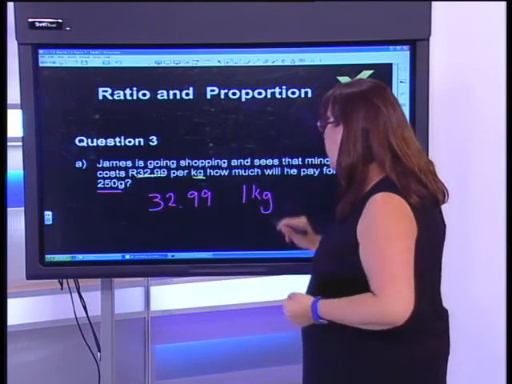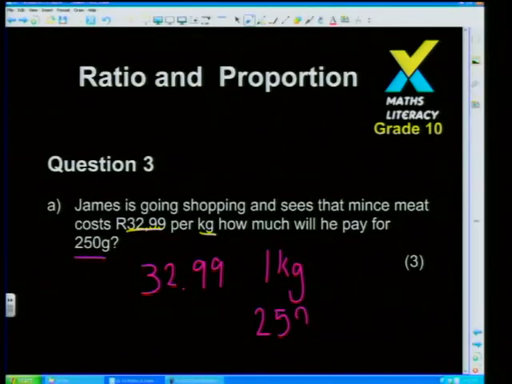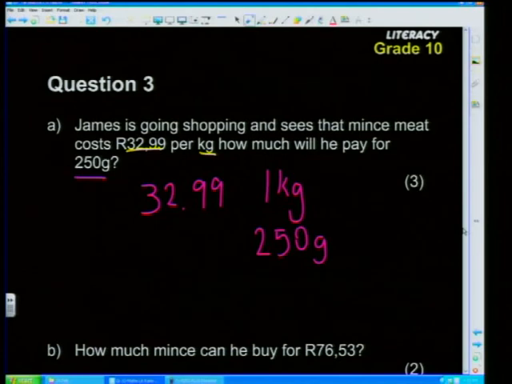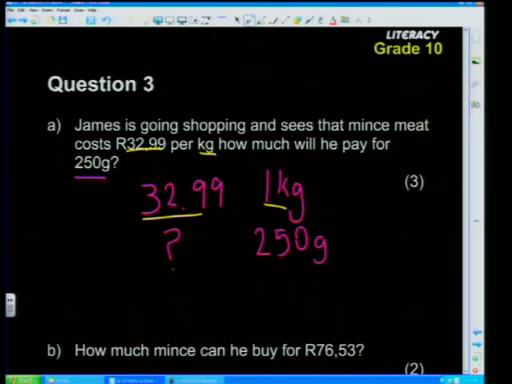So 32.99 for 1 kilo, and now I want to know 250 grams, and I want to know how much that's going to cost me. So there's my question mark. Well, I should have done this in yellow. Okay, we'll just underline it in yellow. So 32.99 for 1 kilogram, and now I've got 250 grams, and I want to know how much that's going to cost me. So again, what do I do from there to there?